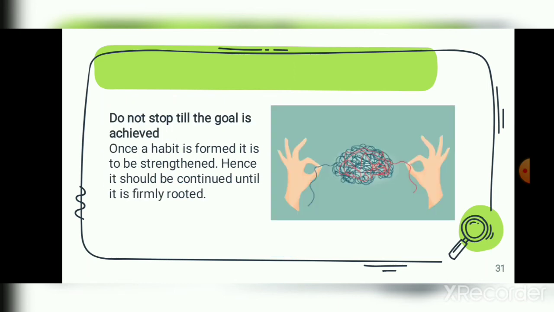We need to give them hope and motivation. They need to know that it is important. So do not stop till the goal is achieved. Once a habit is formed, it is to be strengthened. Hence, it should be continued until it is firmly rooted.